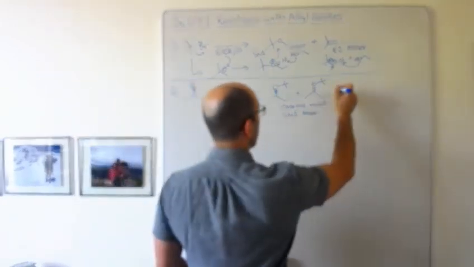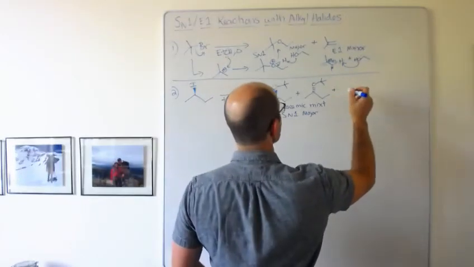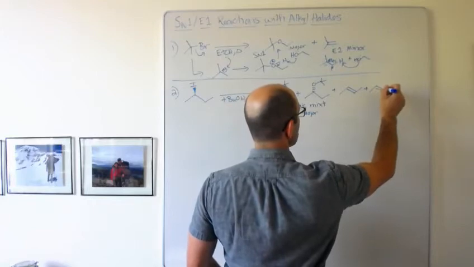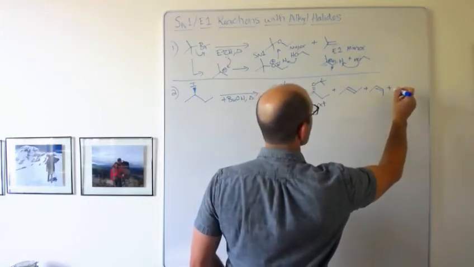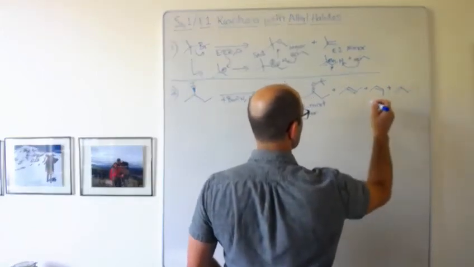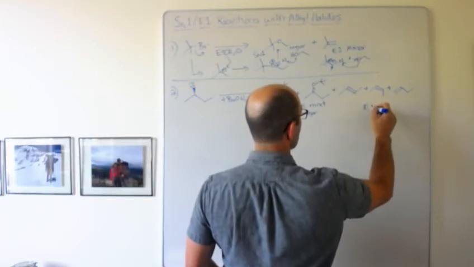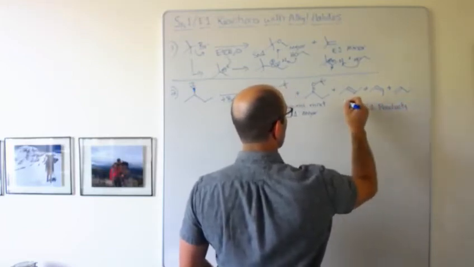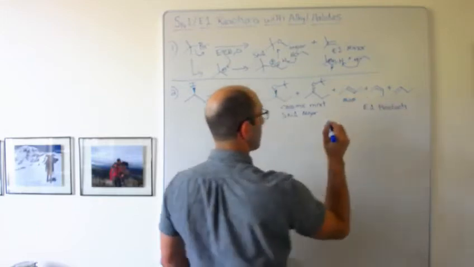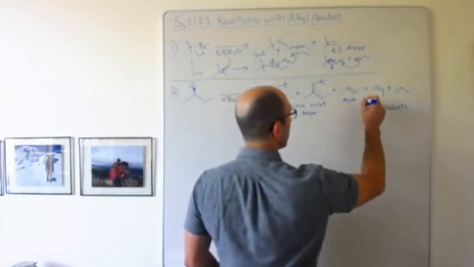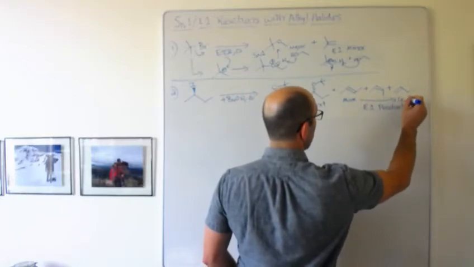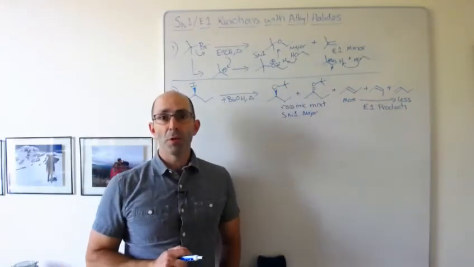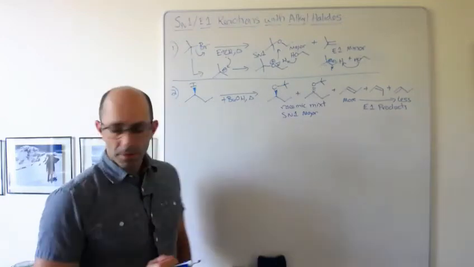We're also going to get three elimination products, right? These are going to be our E1 products. And we're going to get more of the more stable trans disubstituted alkene all the way over here. We're going to get less of that monosubstituted terminal alkene. So in this reaction, we're going to get five products, right?